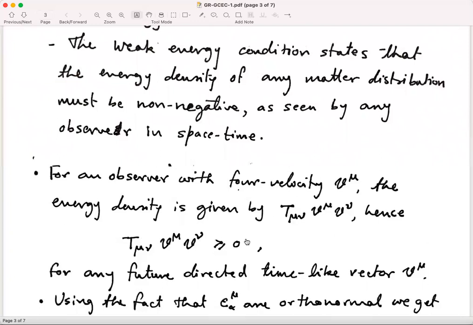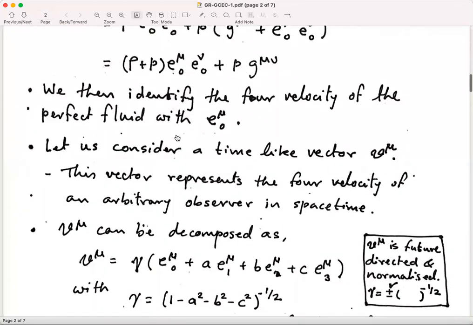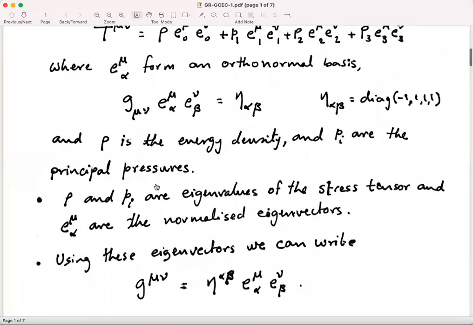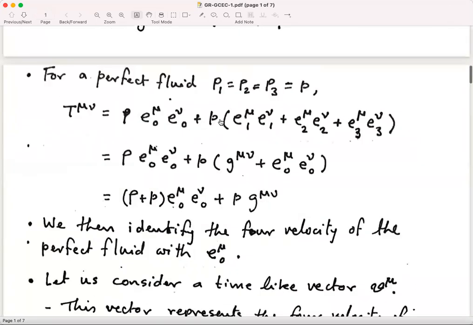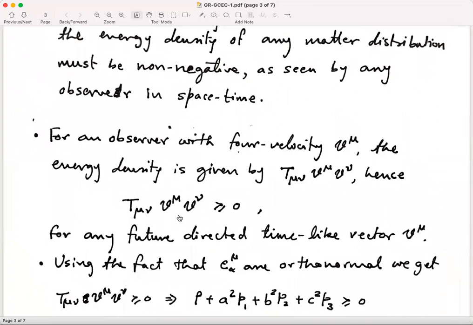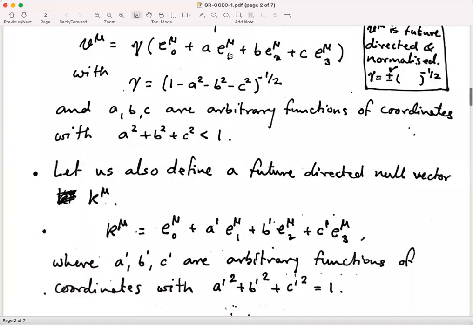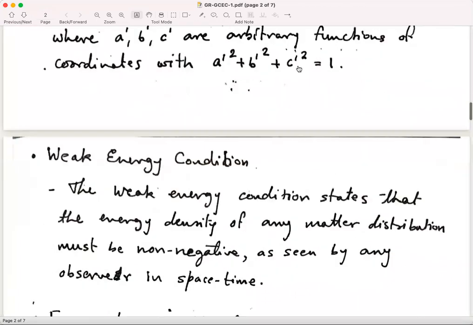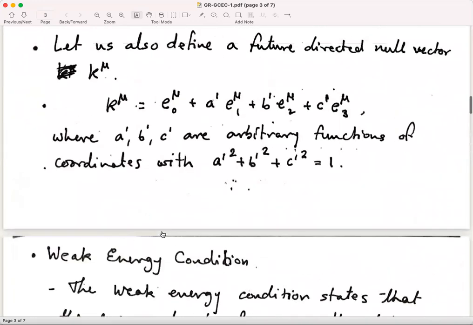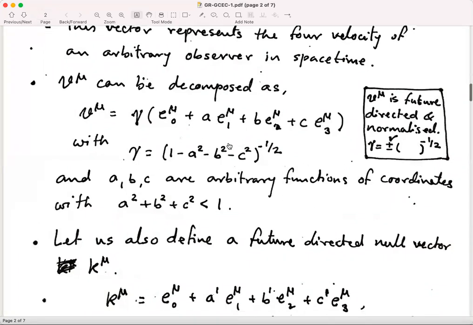Now, if you want to understand what this condition corresponds to, all we have to do is substitute V mu in this particular form and use the fact that E is orthonormal. This orthonormality condition is important, and we will use it here. So we first substitute V mu in this form: gamma times E0 mu plus A E1 mu plus B E2 mu plus C E3 mu, and similarly for nu. Then orthogonality of E tells you that you have E0 mu going with E0 nu only, and not with any E1, E2, or E3. So there are no cross terms between them because of orthogonality.